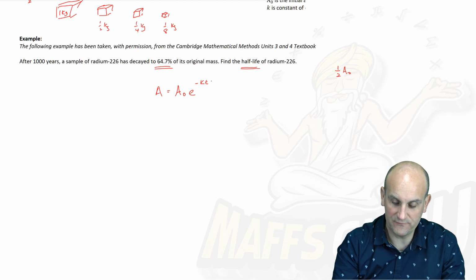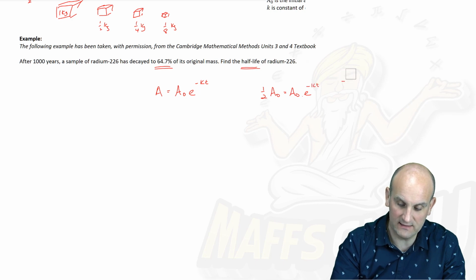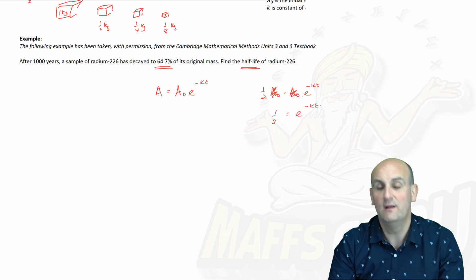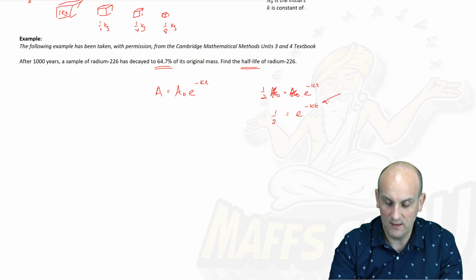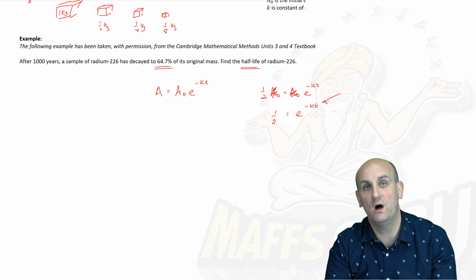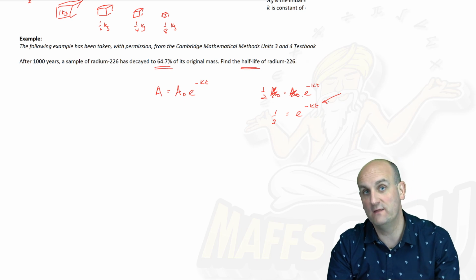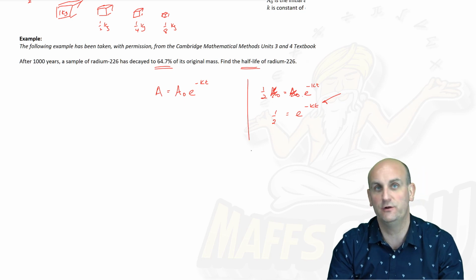To find the half-life, I'm looking for the point where half of A0 is equal to A0 times e to the minus kt. The A0s cancel, and so I have a half is e to the minus kt. We have an issue here because the question says find the half-life, which means find this value of t: how long before half of my material goes? I've got two unknowns in that equation, so I've got to find the value of k first before I can do it.